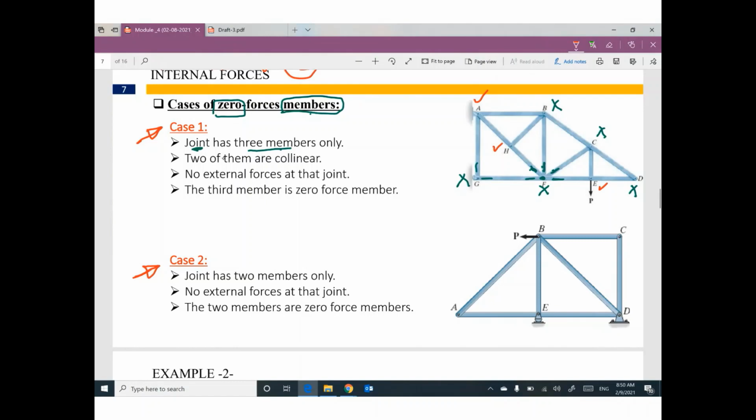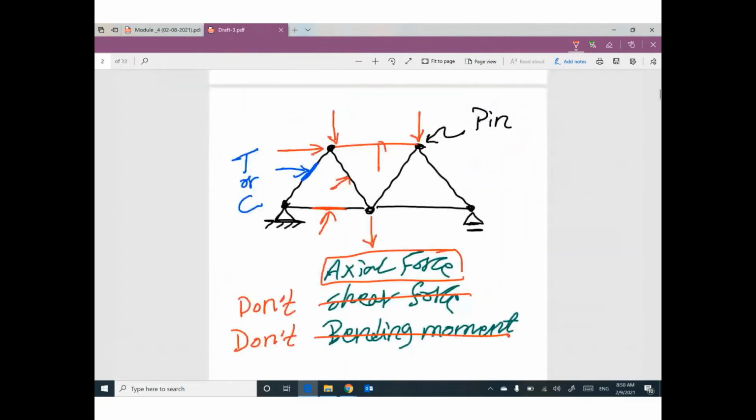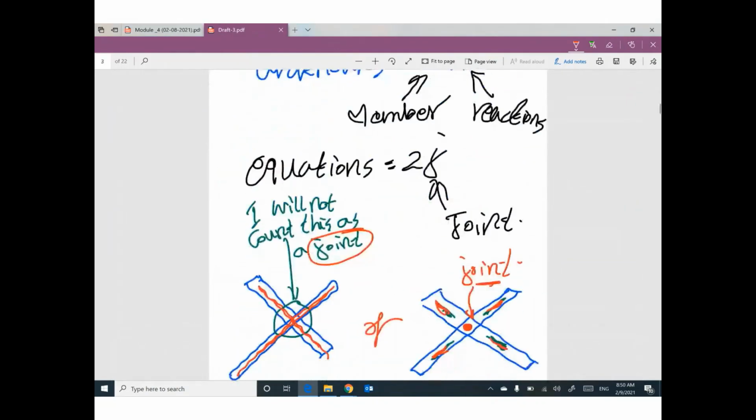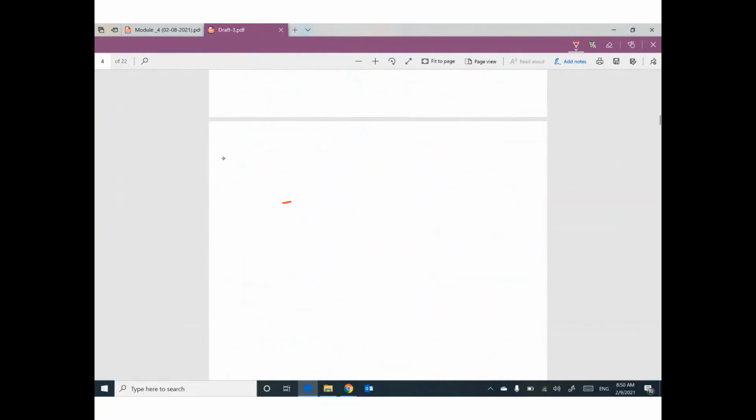So we are looking for joint has 3 members only. Two of the three members, two of them are collinear. What is the meaning of collinear? Collinear means on the same line. This member and this member are collinear. This member and this member are collinear. This member and this member are collinear.